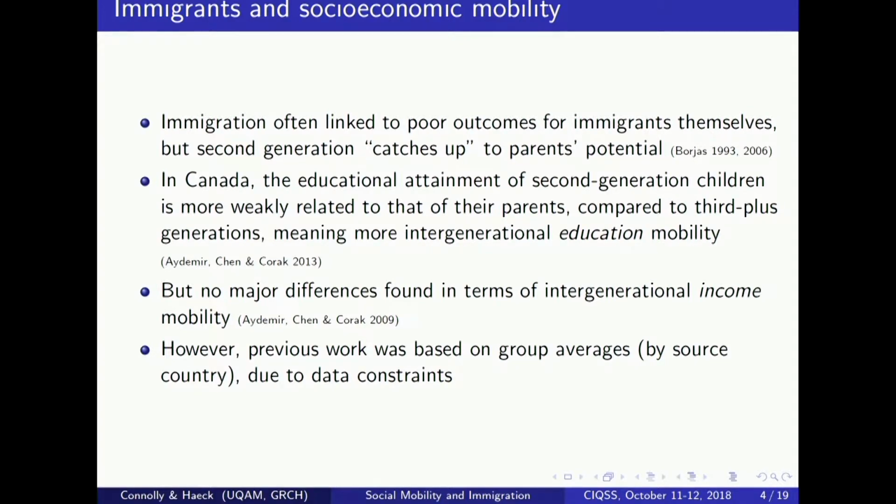So in Canada, there's been a little bit of work done on this issue. For example, work by Edemir, Chen, and Korak, in two related papers, looked at the educational mobility from one generation to the next and the income mobility from one generation to the next. They compared educational attainment of second-generation children and their parents, and they find that there's a bit more mobility in terms of education for second-generation children than for natives, but no major differences in terms of intergenerational income mobility.